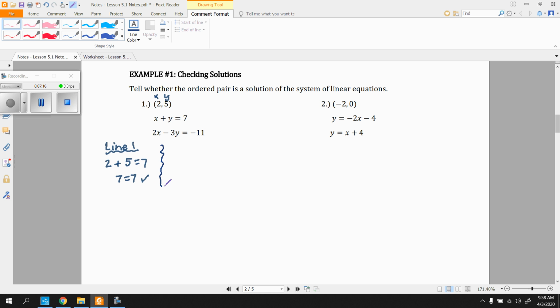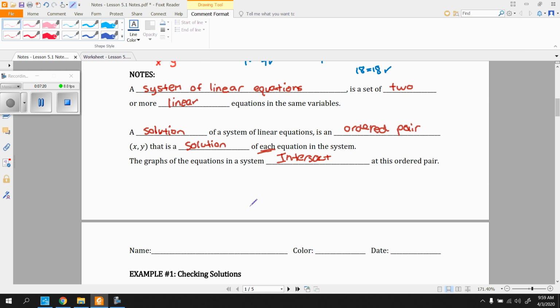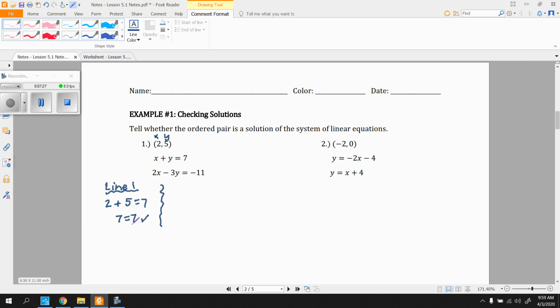I am definitely not done, because what did we say like 2 seconds ago? The solution has to work in each equation. So the fact that I've got one that's true doesn't mean anything. If it doesn't work here, then I'm going to say, no, this is not a solution. I've got to check it out.